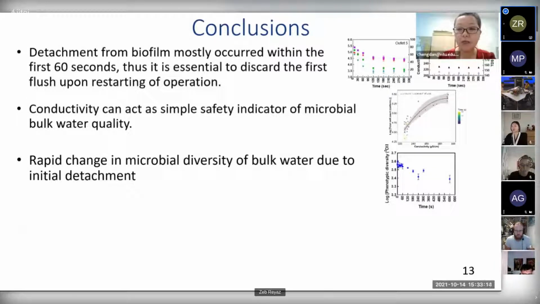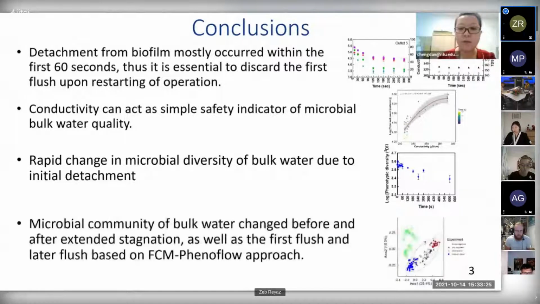The polynomial relationship between conductivity and total cell count indicates that conductivity can act as a quick indicator for microbial bulk water quality for operators. The detachment of biofilm could be measured using the FCM Phenoflow-based approach.